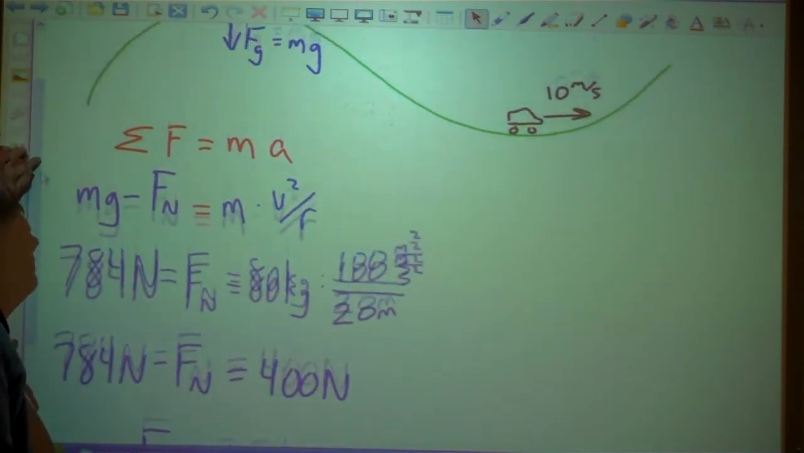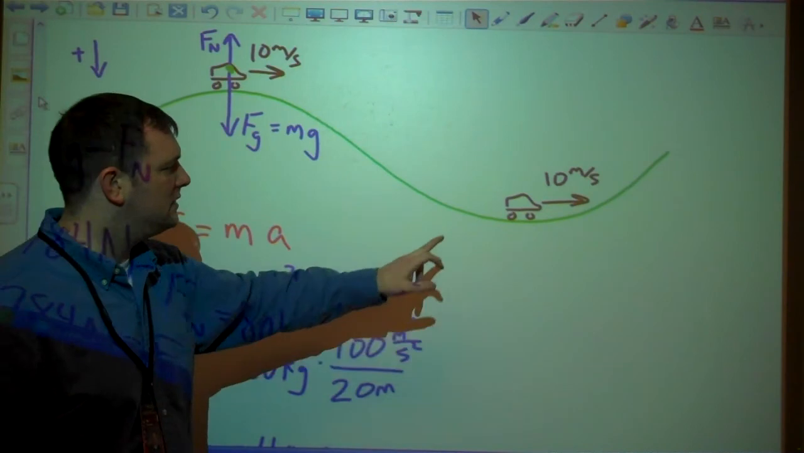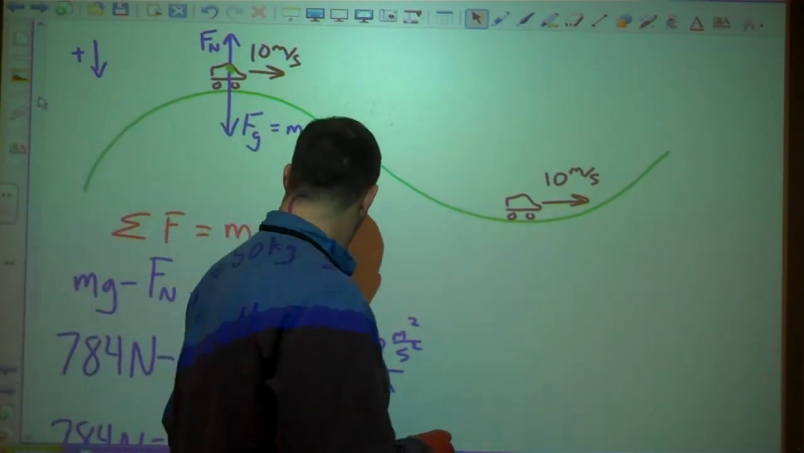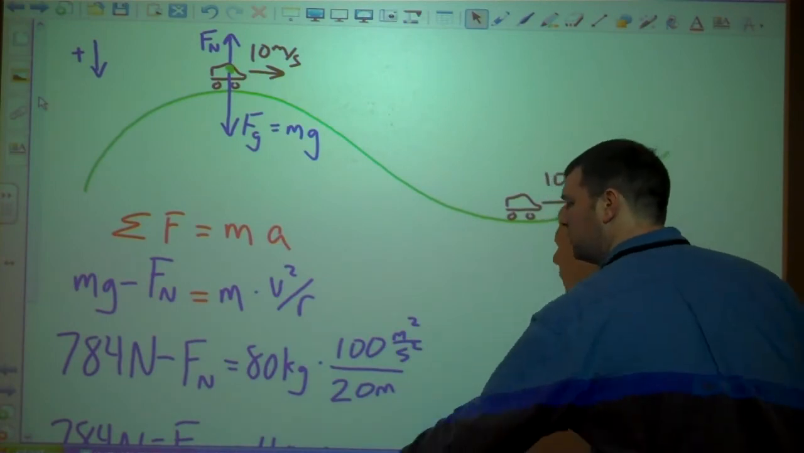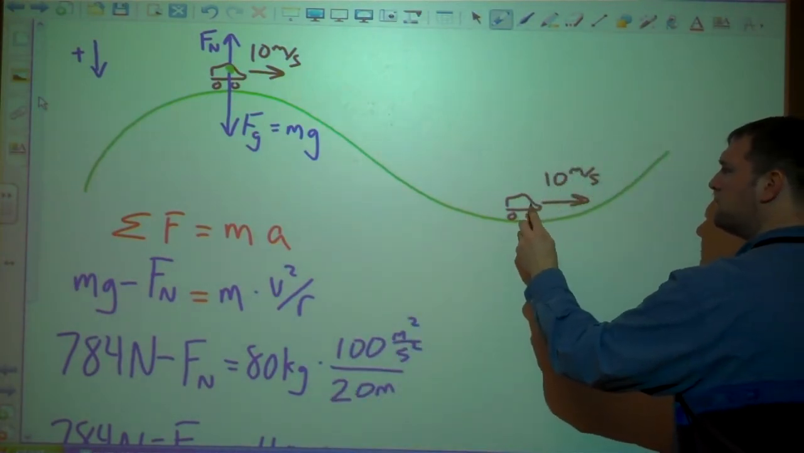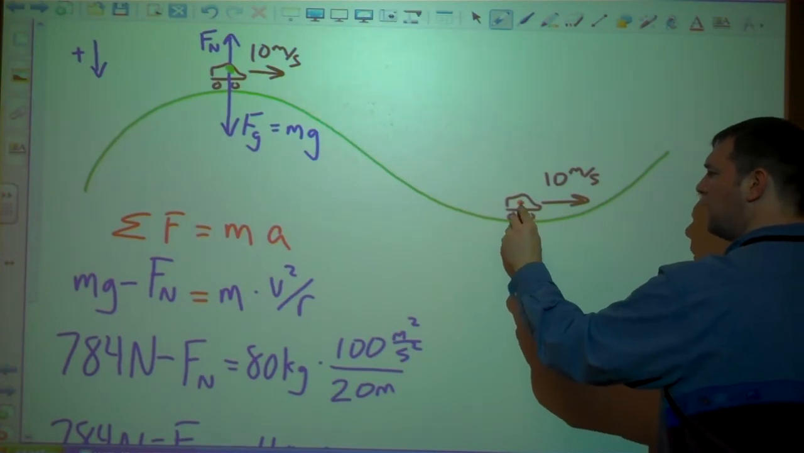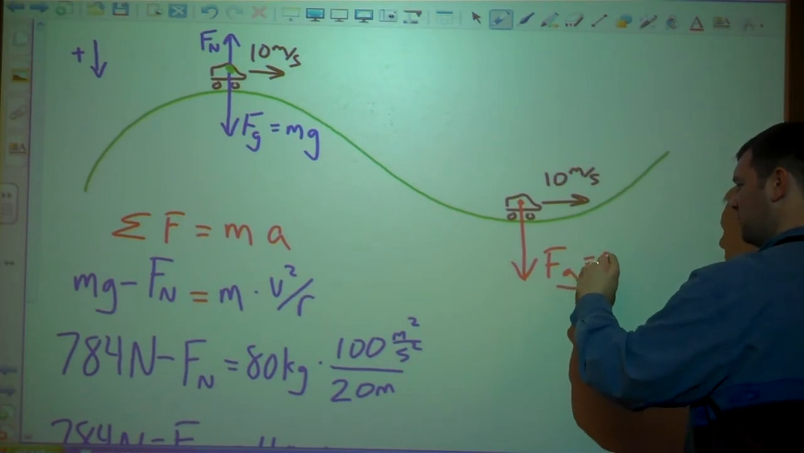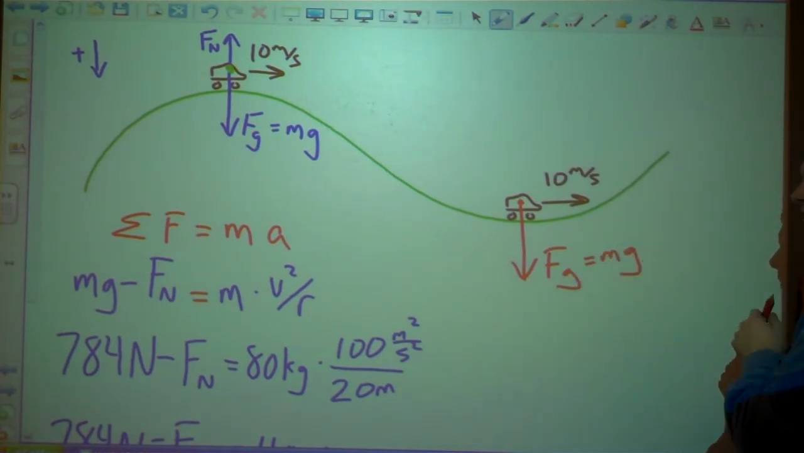So it should be smaller than 784, and that does work out. So hooray for that. Now let's think about what happens at the bottom of the hill. At the bottom of the hill, I'm going to use a different color here, just so I don't confuse my two bits of work. But at the bottom of the hill, I've got the exact same gravitational force, mass times little g. That's going to be 784 newtons again, nothing different there.